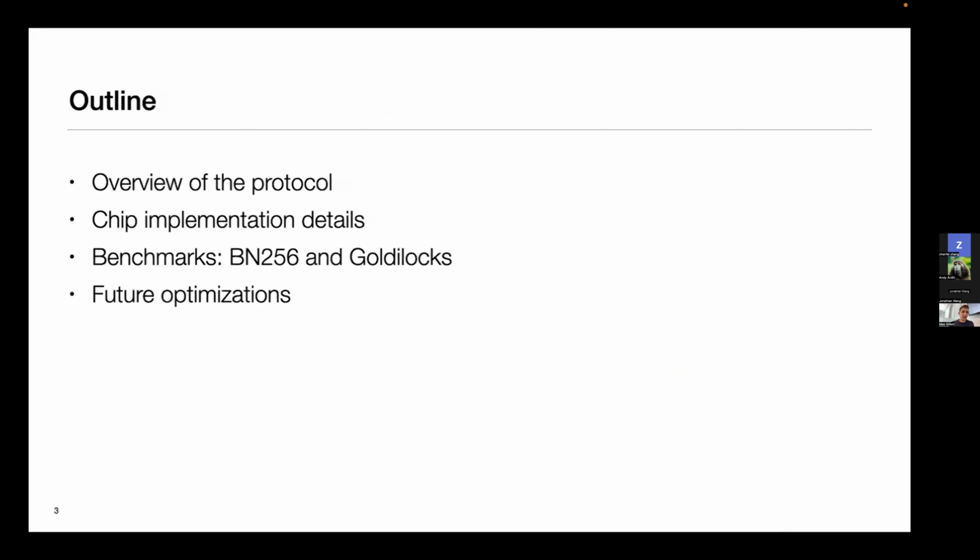So just a brief outline of the talk. I'll start with an overview of the FRI protocol. This is going to be pretty high level. Then I'll talk about a few details of the chip implementation that I found interesting. Then some benchmarks for both the BN256 scalar field and the Goldilocks extension field, and some future optimizations that should be made.